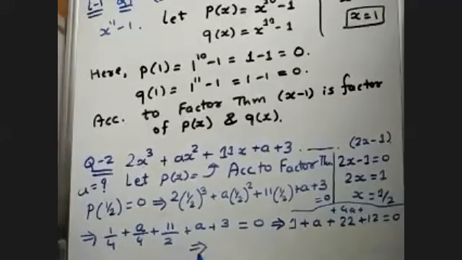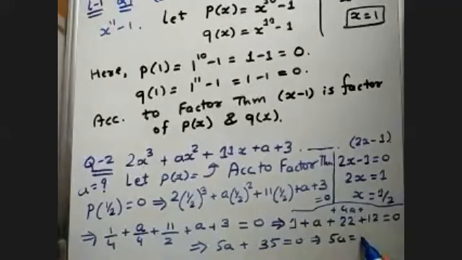So this equation will become 4a plus a, that is 5a, plus, now this is 2 plus 2, 4 plus 1, 5, and 2 plus 1, 3, 35 equal to 0. So 5a will be minus 35, and I will get a as minus 7, because 7 5s are 35.